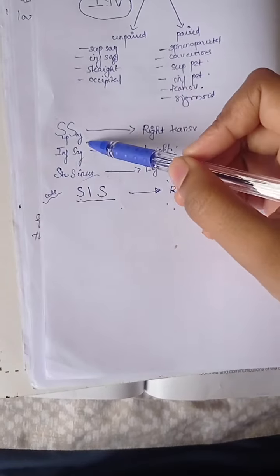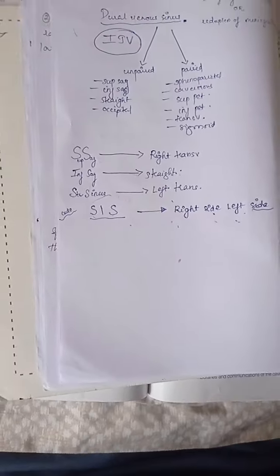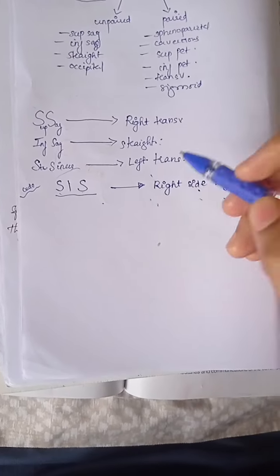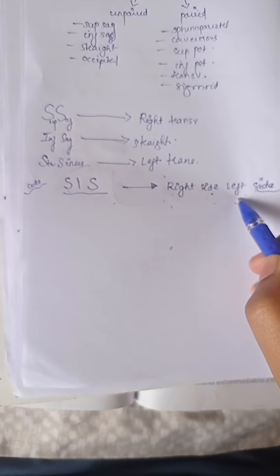To learn this, we have a small trick. We have to keep this order in mind, that is superior, inferior and straight, like sis. Then the code is right side, left side. So R for right transverse, side for straight, L for left transverse, and side was just for the sake of it.